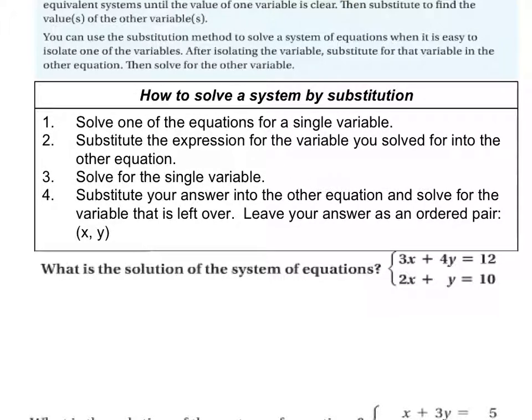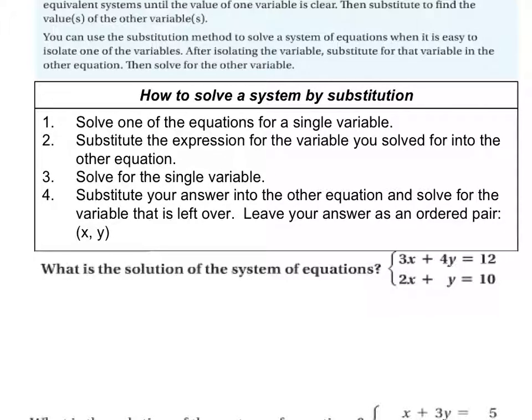Okay, so here's what we're going to do as we look at this. I've put these steps here for you, but some of these steps you're going to do sometimes, some of these you aren't. In this first step it says, solve one of the equations for a single variable. Now, in today's examples, you'll have a variable that will be by itself already in one of the equations. So that'll be the nice part for you. You won't have to do the first step. Then what you're going to do is substitute the expression for the variable that you solved for, or the variable that's by itself, into the other equation.